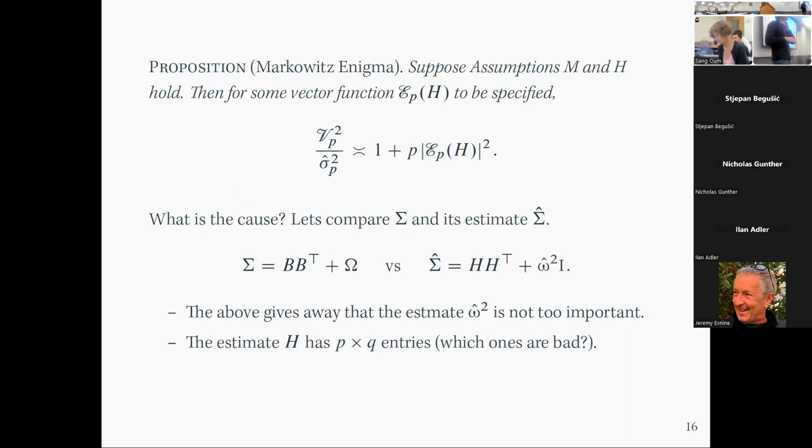In fact, you can be completely off on your little omega estimate, or you can put any estimate omega hat in there as long as it has bounded eigenvalues. If you put in something even remotely reasonable, that is not going to give you the Markowitz Enigma. That's not what's responsible for that proposition. What's responsible are the entries of H, and we're going to try to say which ones or what parts of it.